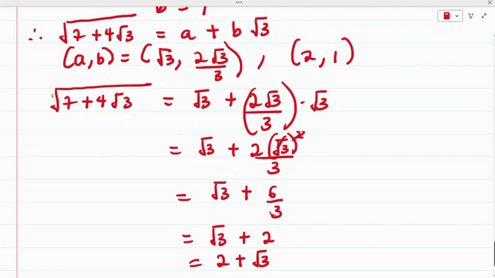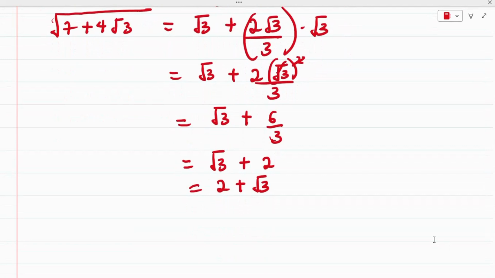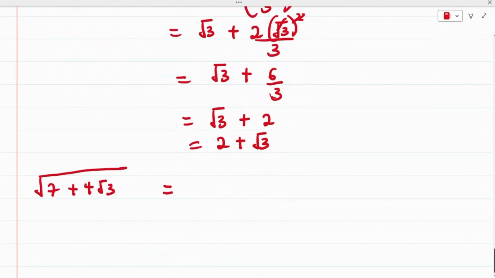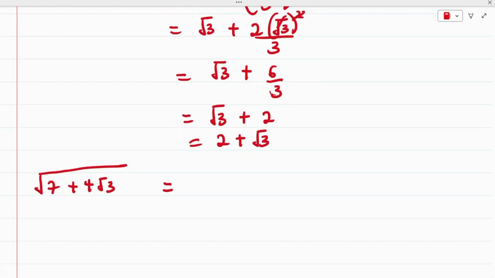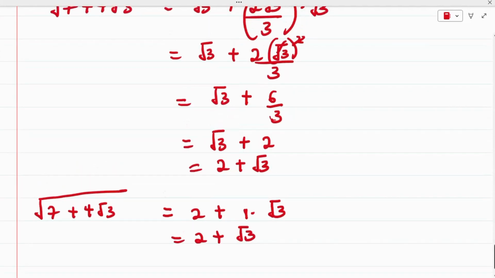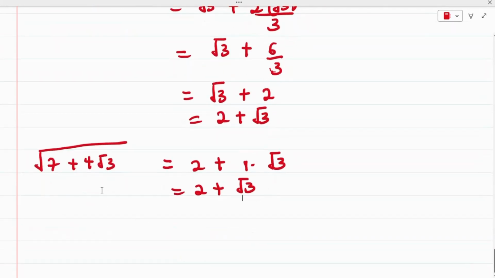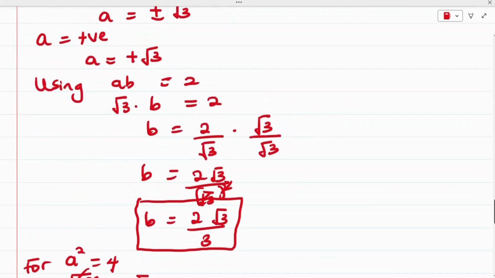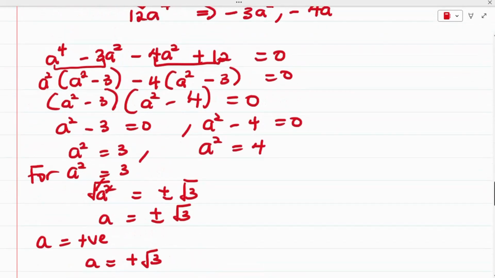Now let's simply solve for the second value right here. So the square root of 7 plus 4 root 3 is equal to, now we have that a is 2 and b is 1, right? So we have this to be 2 plus 1 multiplied by the root of 3, which is equal to 2 plus the root of 3. So from here we have that both of them are valid solutions. So we have the square root of 7 plus 4 root 3 is equal to 2 plus root 3. So we have been able to solve for this right now.